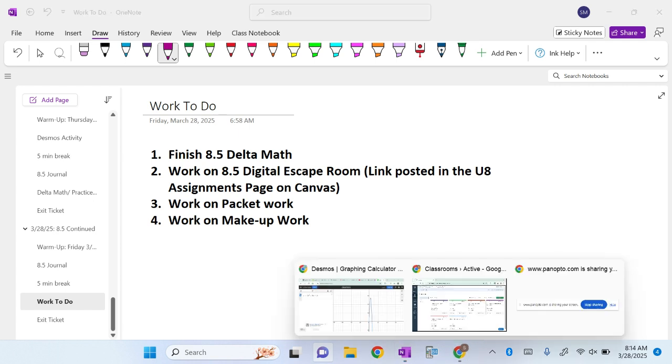The escape room? No, I have it set for Monday. That's fine. As long as you're actually working.